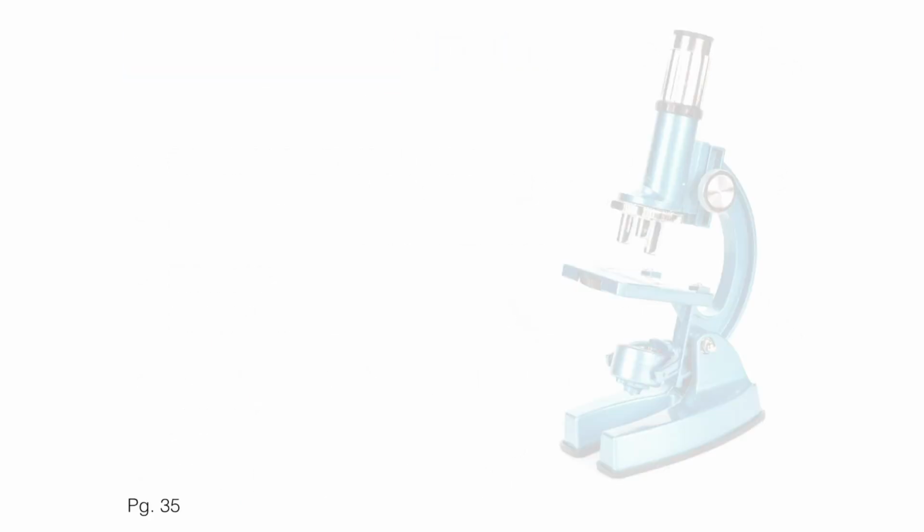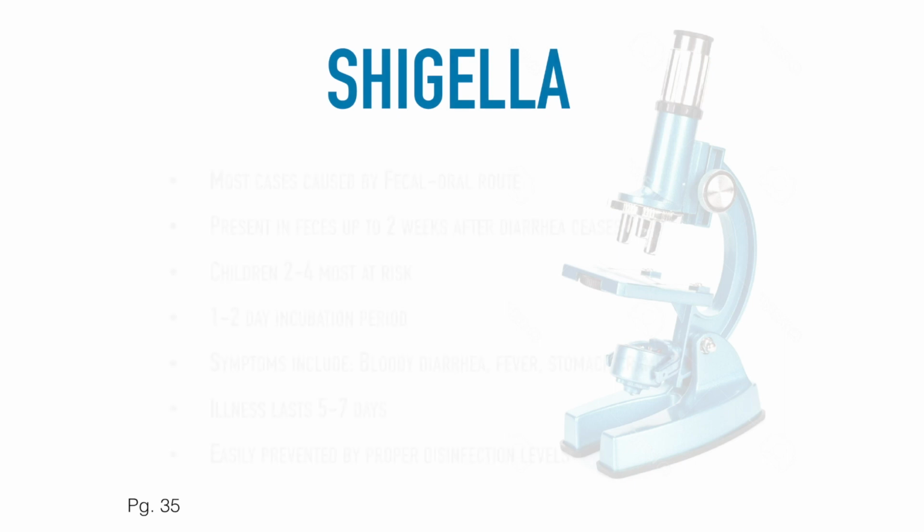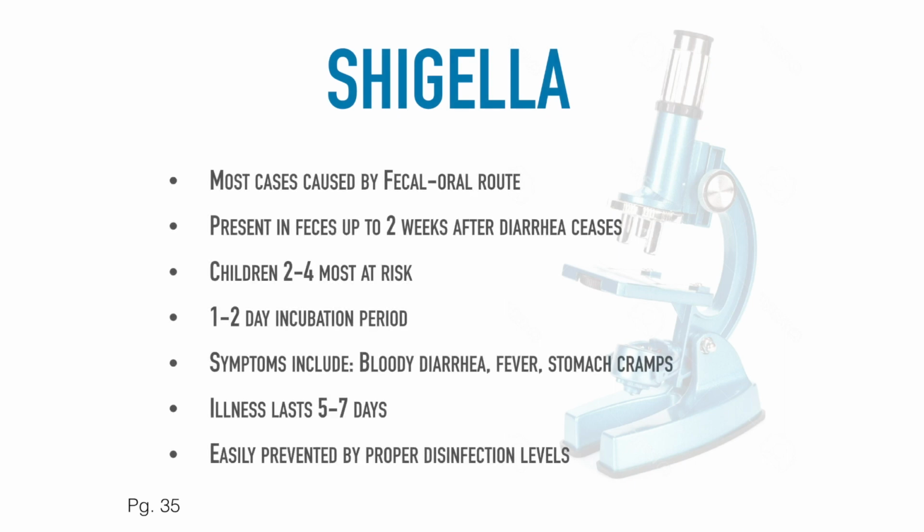Now, with our bacterial contaminants, the first one we're going to talk about is Shigella. Now, Shigella is mostly caused through the fecal-oral route. It can be present in feces up to 2 weeks after the diarrhea ceases. So this is why on the majority of our safety signs, we're going to see that it says, anybody who has diarrhea or has had diarrhea in the last 2 weeks should not be using the pool area.